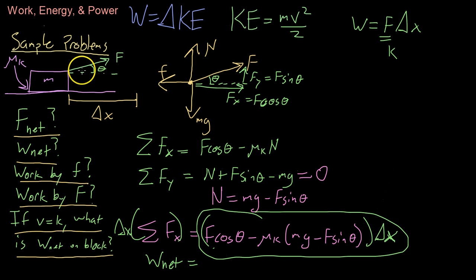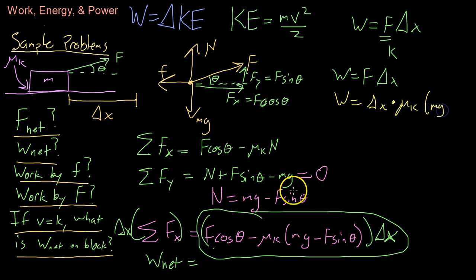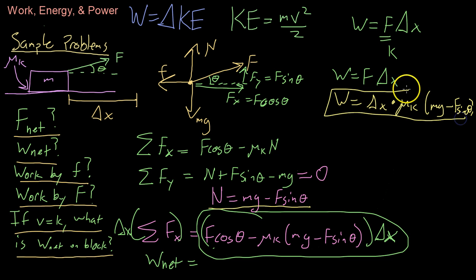Now, the work done by friction and the actual pulling force itself gets a bit trickier. So, we know that work equals F times delta x, and we know the distance it travels, so the work is just delta x times the force, which is mu k times the normal force, which is mg minus F sine theta. I'll just squeeze that in there, from what we derived over here. That's the work done by friction.